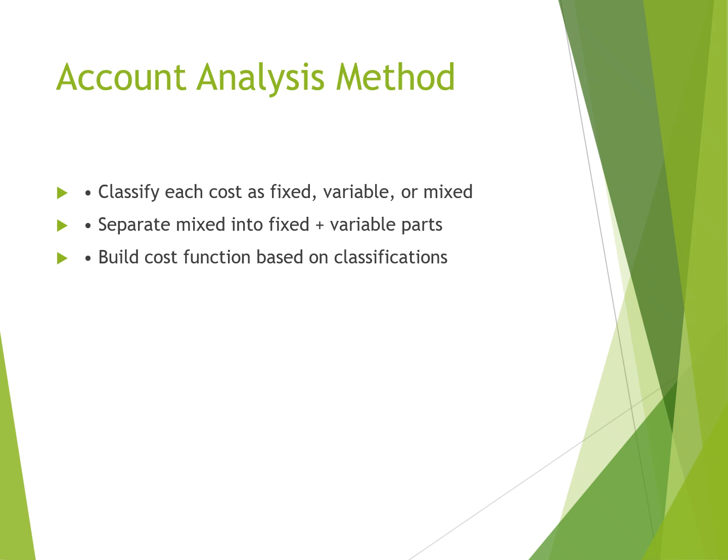And the next method, account analysis. This method is much more accountant style. Instead of using only two points, we actually analyze the cost accounts directly. So what do we do? We look at each cost account, utilities, maintenance, supervisor salary, supplies, and then we classify it as fixed, variable, mixed. For mixed, we split into fixed plus variable parts. Once we have that, we just build the cost function using the totals.